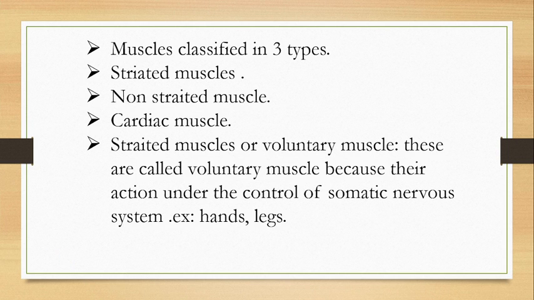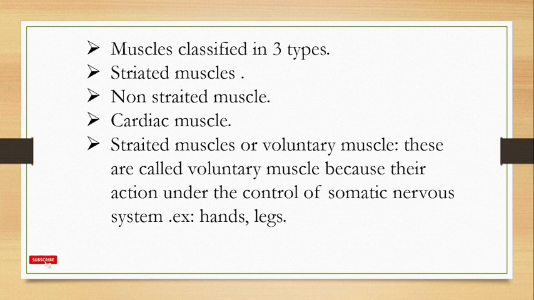Striated muscles are under the control of the somatic nervous system. These can be controlled by ourselves; they are in our control. So these are called voluntary muscles.